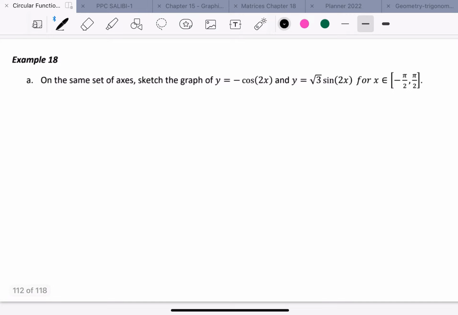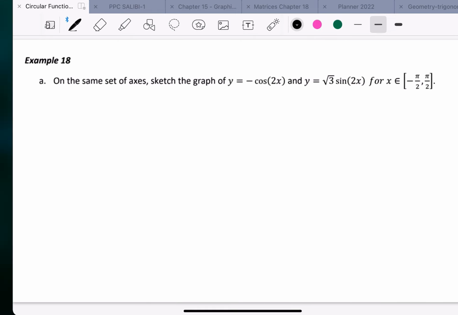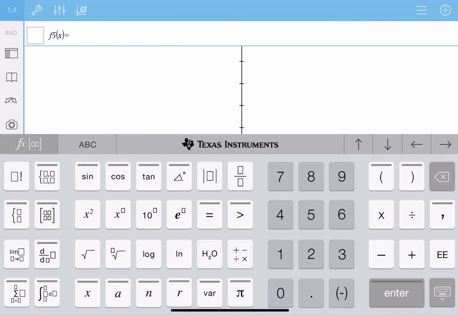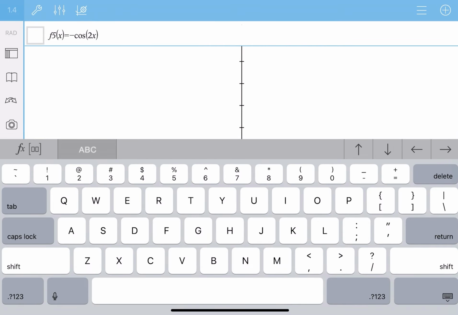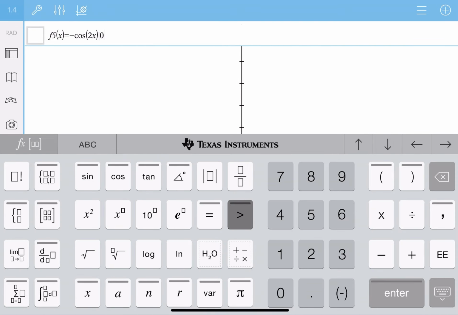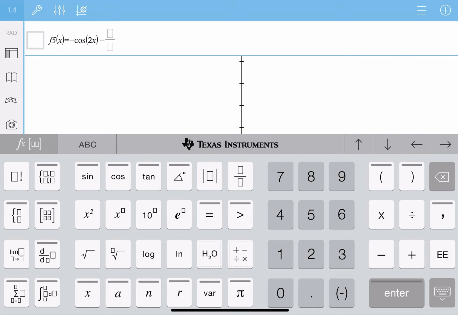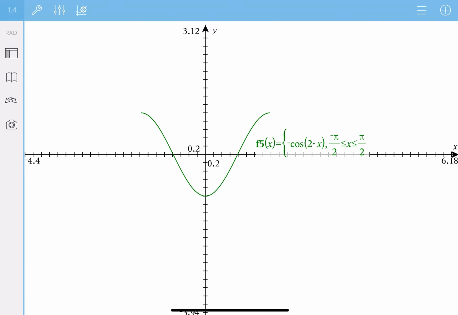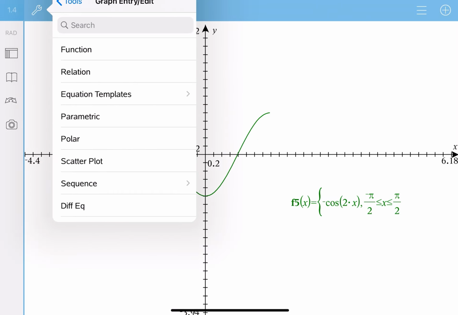Okay, next example, example 18. On the same set of axes, sketch these 2 particular graphs. So I'm just going to put this straight onto my CAS calculator. I'm going to add a new page and let's put these in. I will put in the domain as well just to make things a little bit more clear. So there's my first graph, and then I'll do that again for the second one.